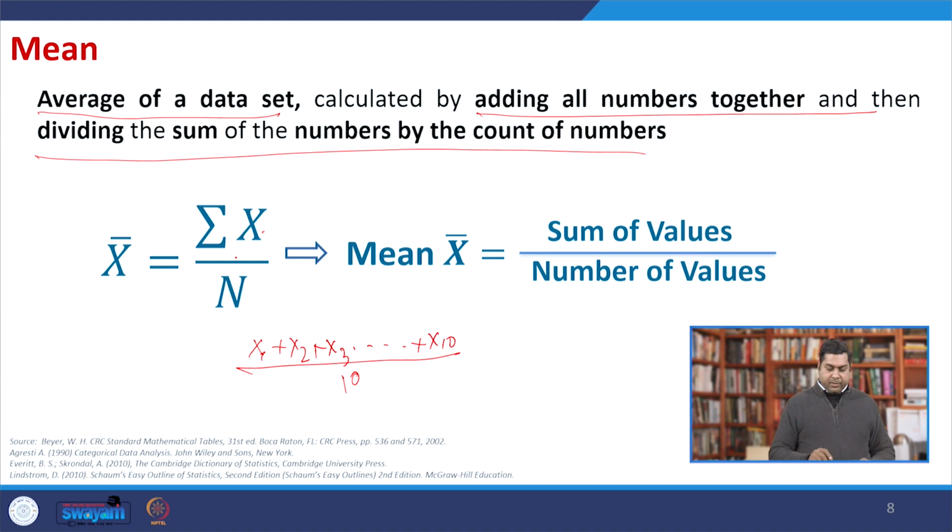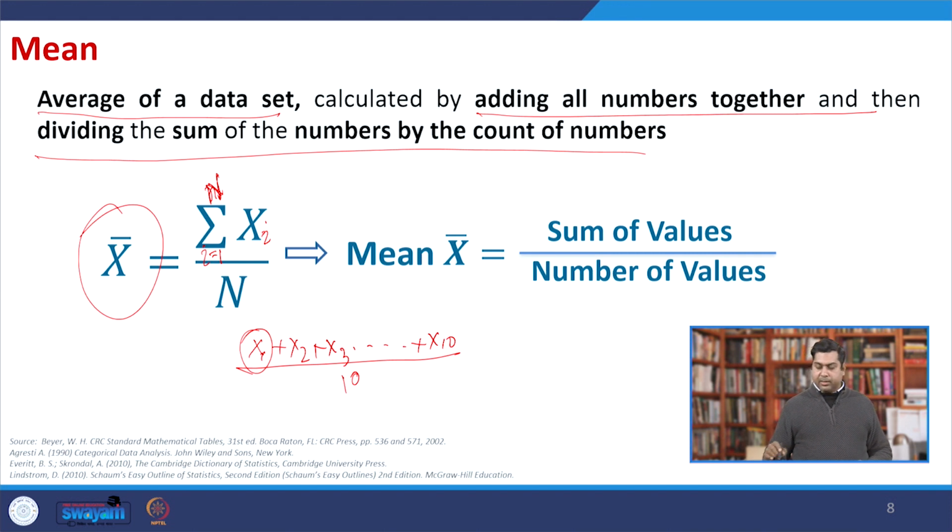Now, for any number of values, we can represent this as i from 1 to n, where i is the index and n is the total number, so in this case it is something like capital N. So, we have all the numbers, start with the first value to the last value, and we divide by the total number. This is also referred to as the arithmetic mean.